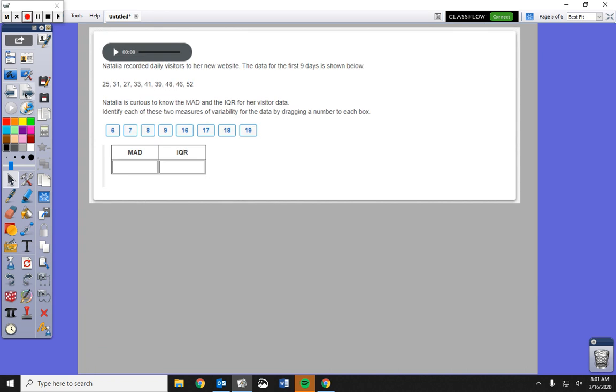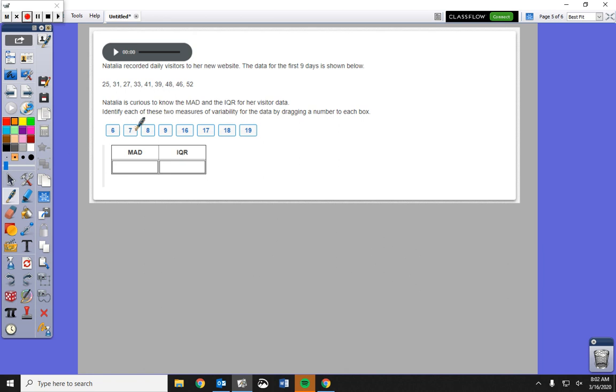Natalia recorded daily visits to her website. The data for the first 9 days is shown below. Natalia is curious to know the MAD and IQR for her visitor data. Now, I think that IQR is easier to find out, so I'm going to find out the MAD first. I'll get the hard part out of the way.